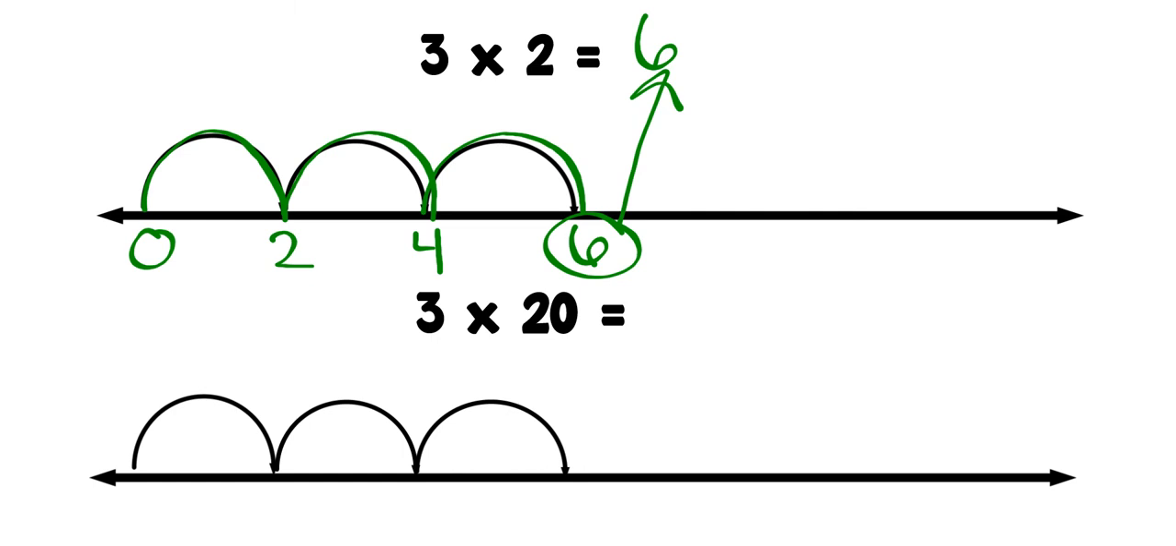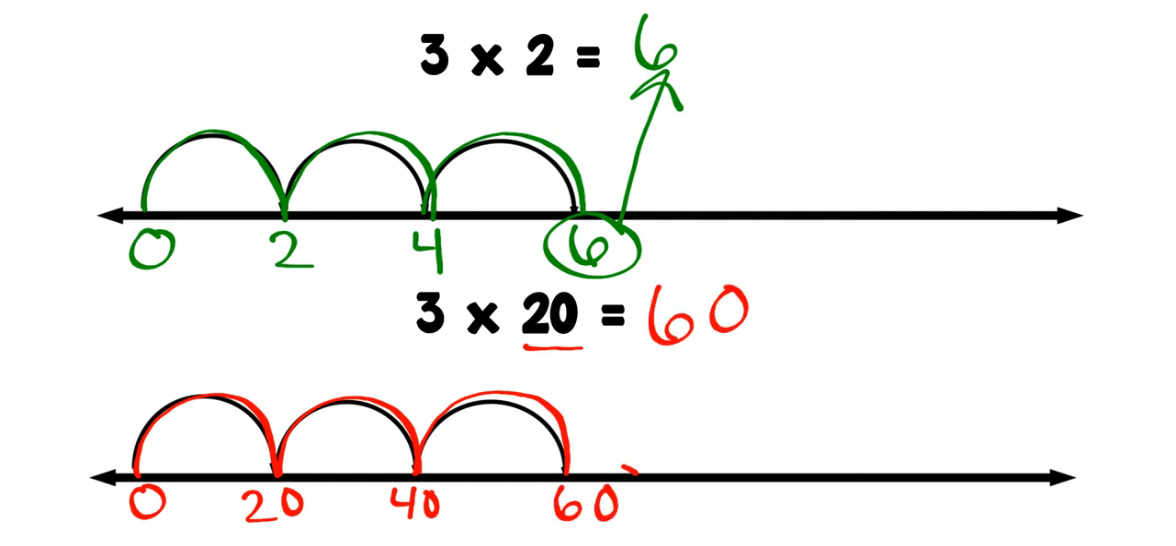Now, let's look at the problem below. Now we're starting at 0, and we're not going to jump a jump of 2, but we'll jump 20. Then we need another jump of 20, and 20 plus 20 equals 40. And then our final jump, adding 20 more, will get us to 60, which would be our answer.